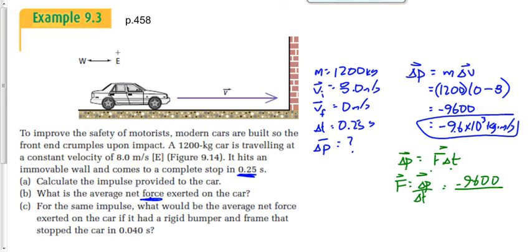What was our time? 0.25 seconds. What's it going to be? 1.92, 3.84 times 10 to the 4. Is that right? Technically, that should be 3.8 times 10 to the 4 newtons. Negative 3.8 times 10 to the 4 newtons.